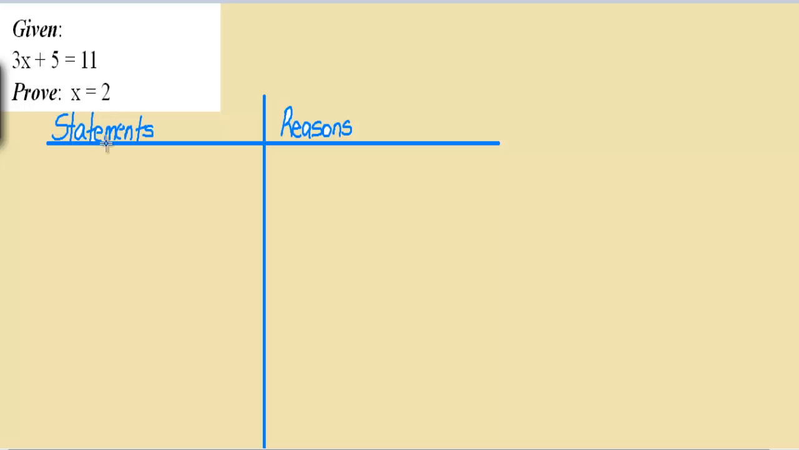And what are those steps? Those are the steps I'm going to write here in my statements column, and which I'll validate in my reasons column. Okay, so before we do that, let's make a plan. I'm going to write a plan of how I intend to prove that x is equal to 2. So let's just go here to the side and say, okay, this is an equation. It's a two-step equation. So how would I solve this using algebra? This is what I would do.